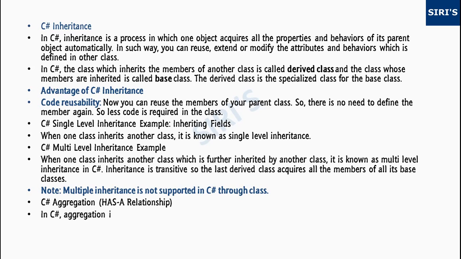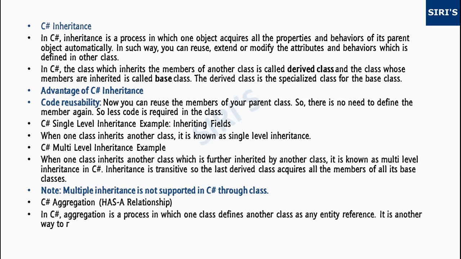C# aggregation, the has-a relation. In C#, aggregation is a process in which one class defines another class as an entity reference. It is another way to reuse the class. It is a form of association that represents a has-a relation.